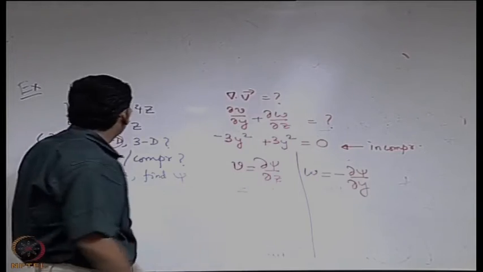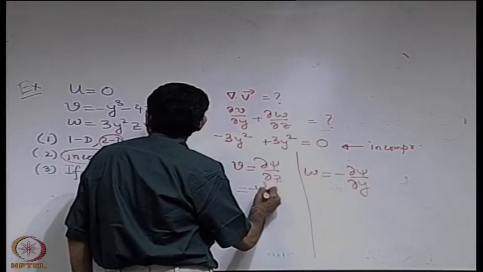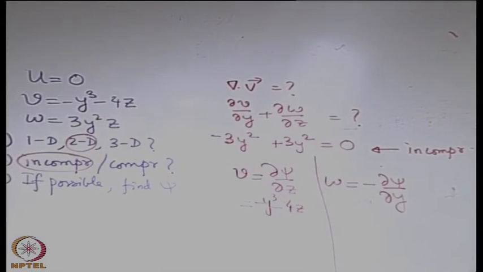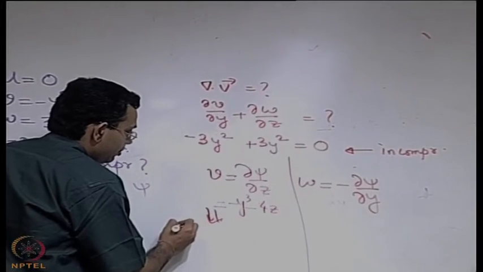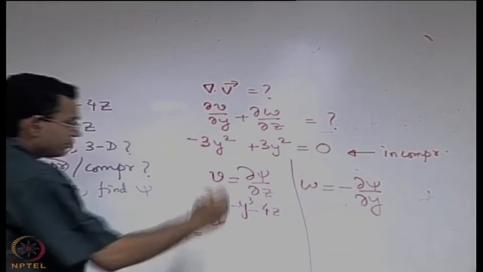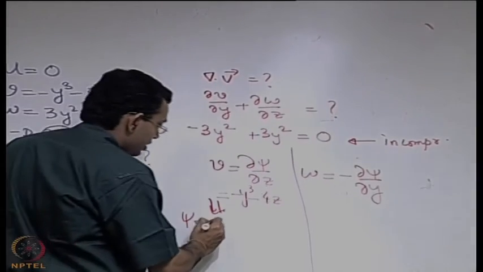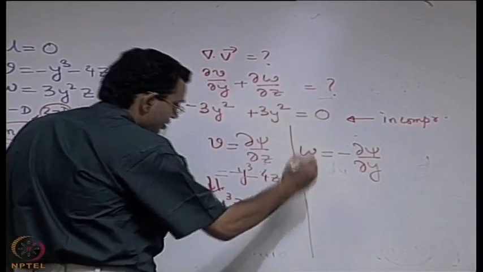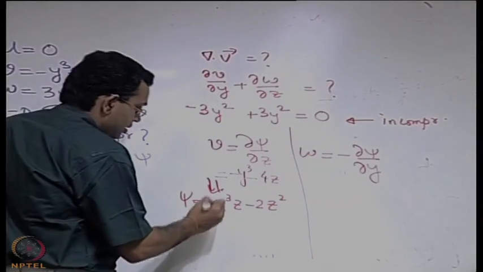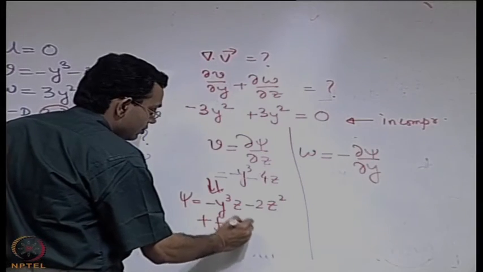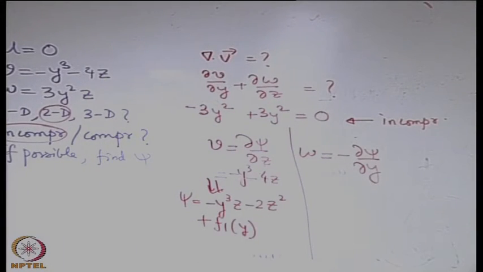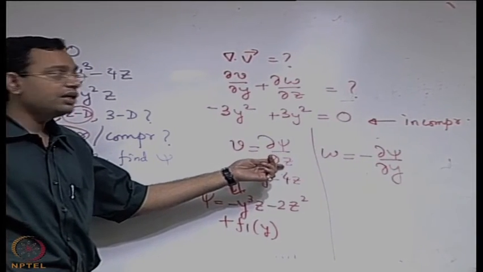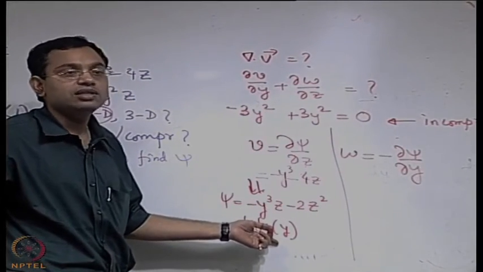So this is given by minus y cube minus 4z. So if you integrate this with respect to z, what will be psi? Yes, minus y cube z minus 2z square, then plus some function of y, because again repeating, this is partial integration with respect to z. So when you are integrating with respect to z as a variable, even y is a constant with respect to that.